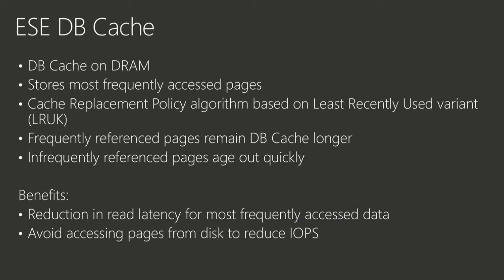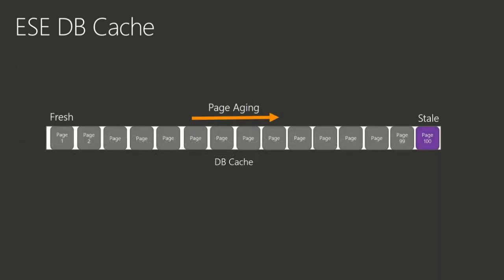And it stores most frequently accessed pages there. This is using the least recently used variant, and basically it's a cache where pages that are frequently accessed get to stay in the cache for a lot longer. So this is completely different from what we just talked about in terms of MCDB. This reduces read latency for the most frequently accessed data, and it is able to avoid accessing pages from HDD IOs. Let's take a quick look at how this works.